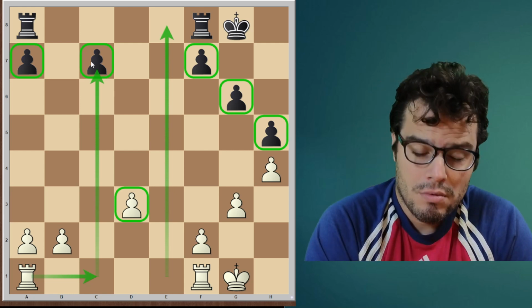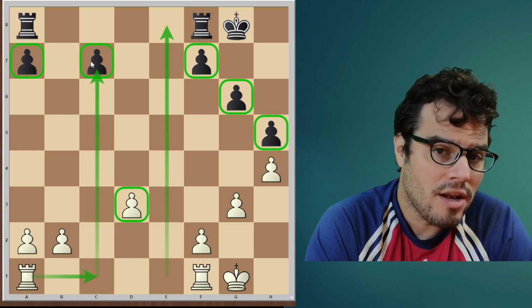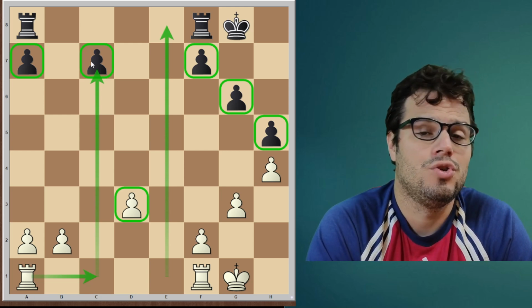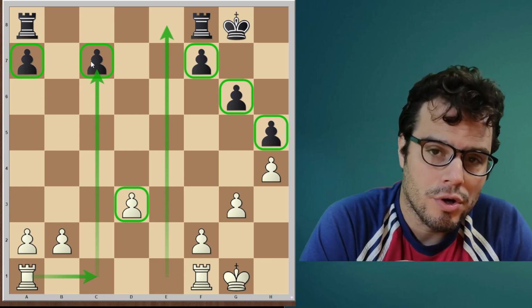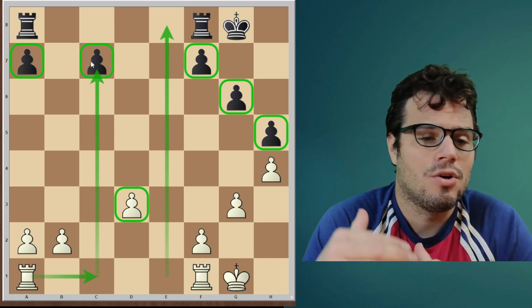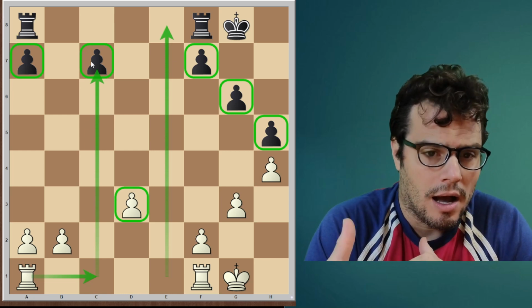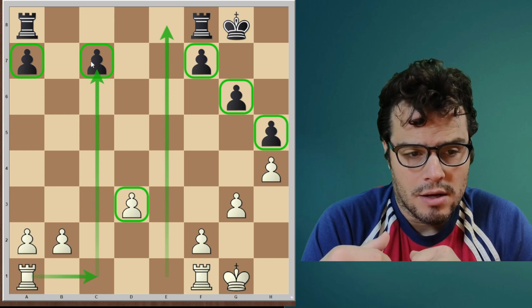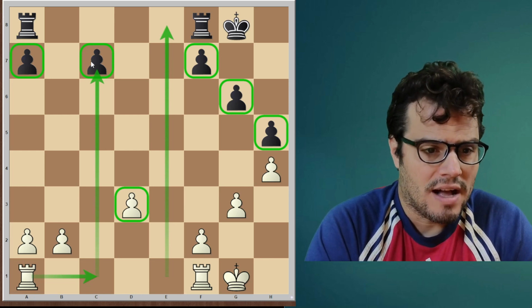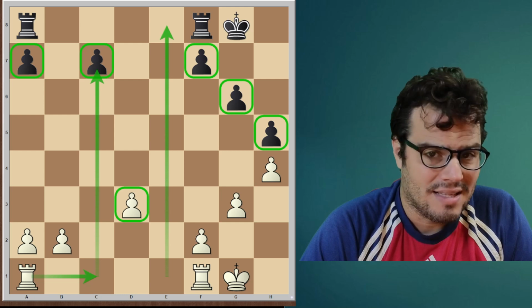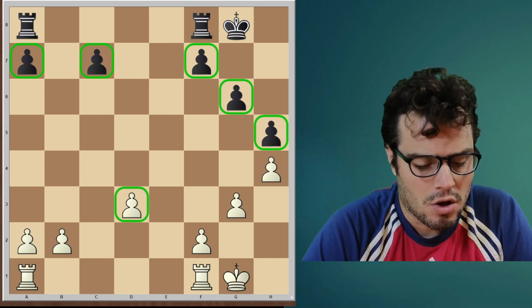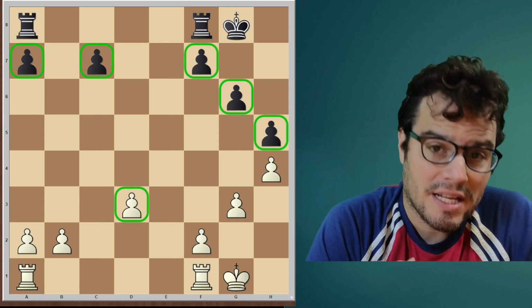Now, the big question about all of this is, when should you use the open files and when should you use a semi-open file? When are semi-open files good and when are they bad? Well, that's going to be our next concept here. We talked about open files, closed files and semi-open files. But what is a good semi-open file and what is a bad semi-open file? Once again, this depends on the perspective you're looking from.